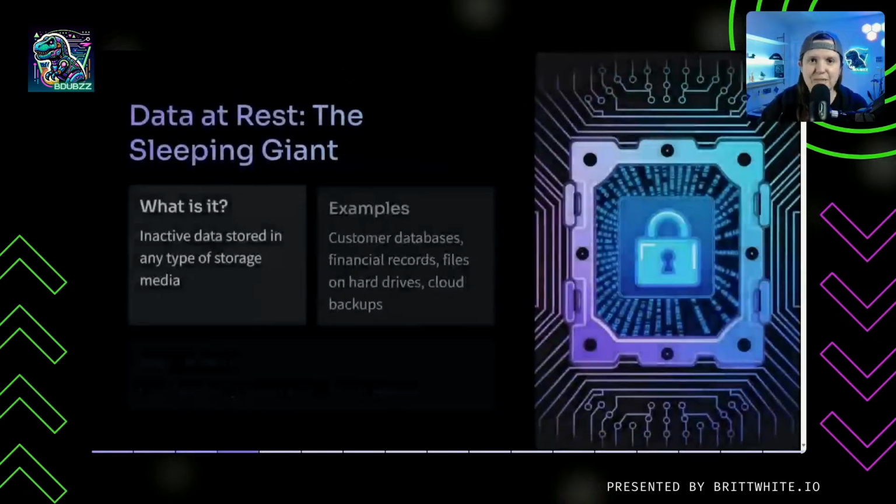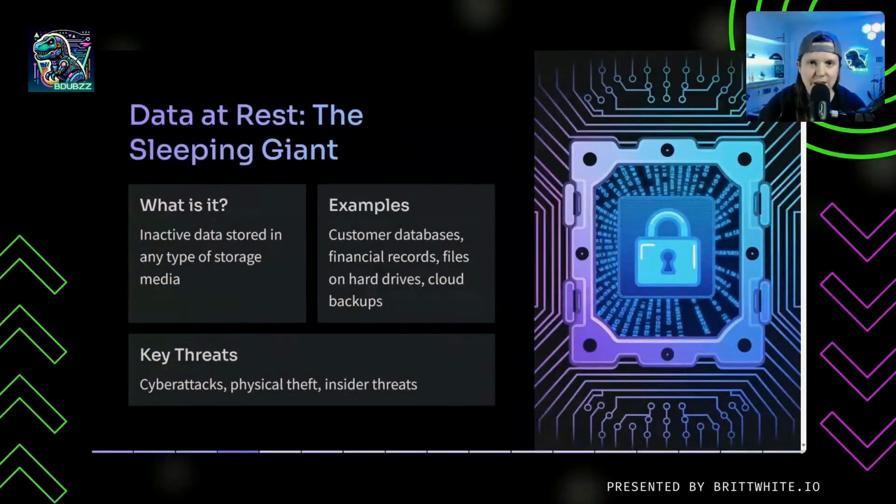Data at rest refers to information stored within any type of storage media. Think of it like a sleeping giant. While not actively moving, this stored information represents some of your organization's most valuable assets. Think about your customer databases, financial records, intellectual property documents, files on hard drives, backups in the cloud, and even old tapes in archives collecting dust. The primary threats to data at rest include unauthorized access through cyber attacks, physical theft of storage devices, such as a stolen laptop, and insider threats from employees accessing data they should not have access to.